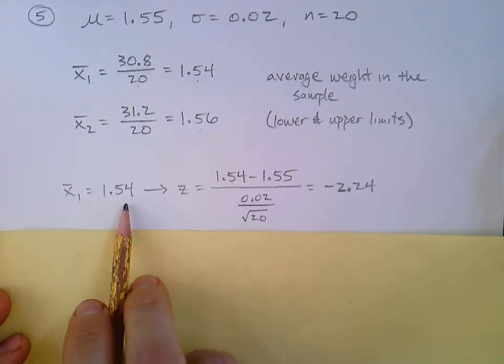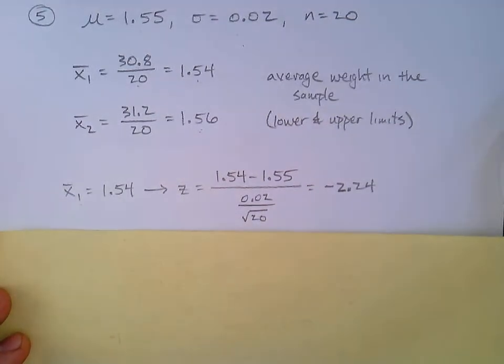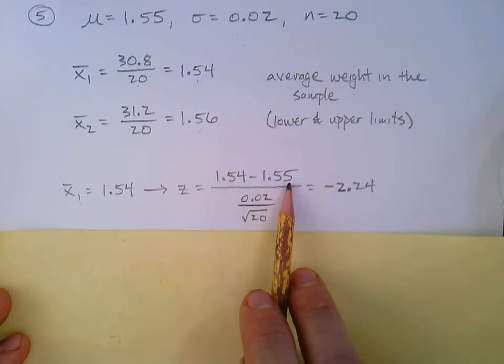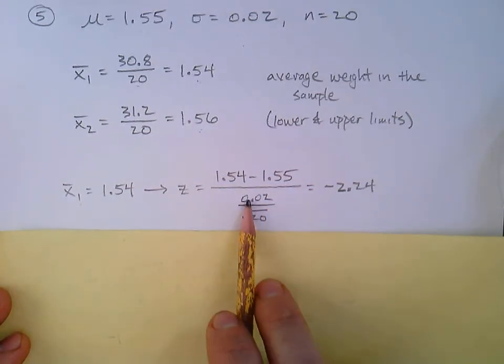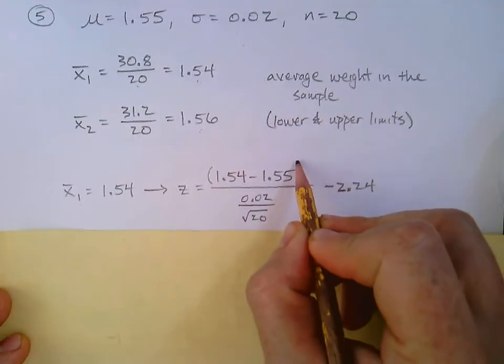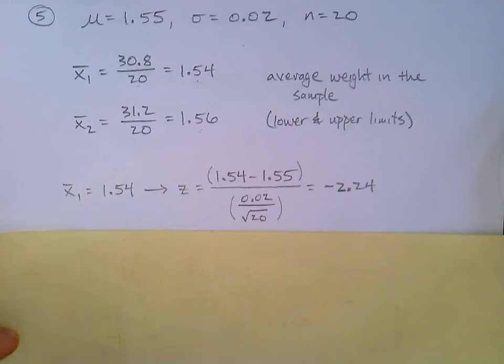For x bar 1 of 1.54, let's calculate the z-score. So z equals 1.54 minus 1.55 over 0.02 divided by the square root of 20. When you grab your calculator, use some parentheses, of course. And when you round it to 2 decimal places, you'll get negative 2.24.